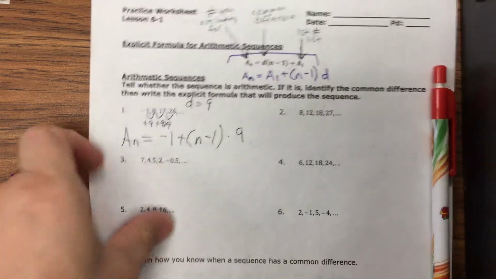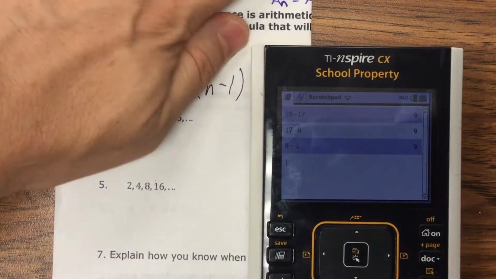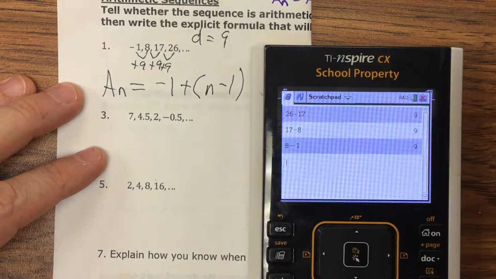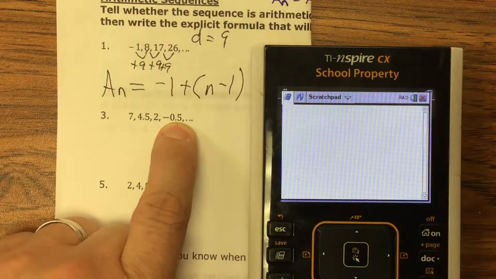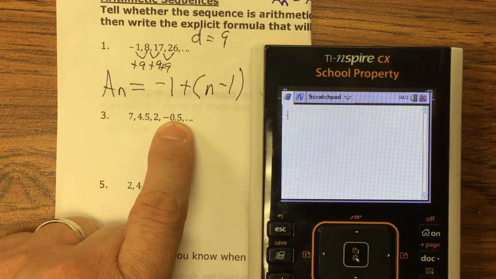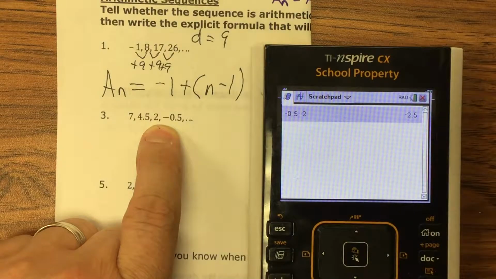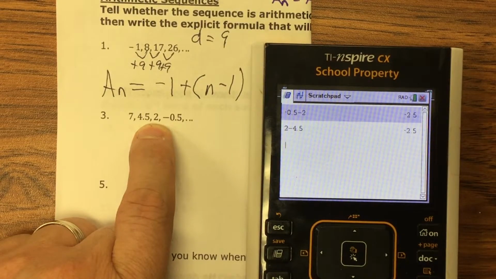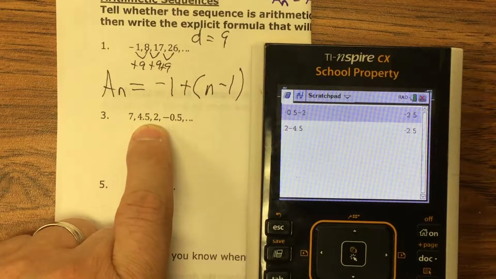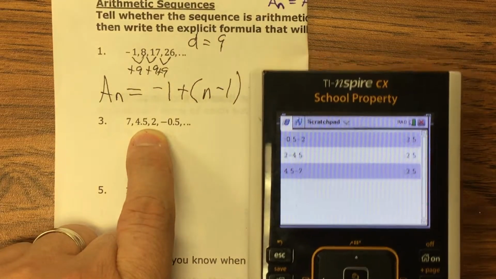Number 3, let me fold this over so we can maybe see it a little better. Number 3, we have a little bit of decimal stuff going on here, but I'm going to do the same approach. I'm just going to clear my old stuff and start with my new stuff. -0.5 minus 2. I get -2.5. And now I do 2 minus 4.5. I get -2.5 again. And now 4.5 minus 7. I get -2.5 a third time.